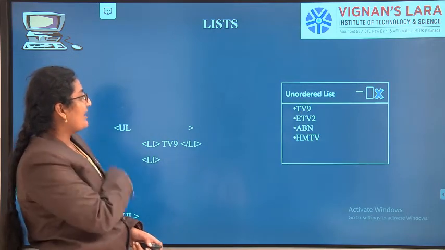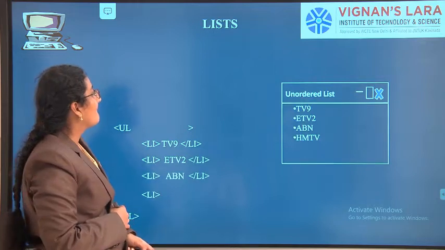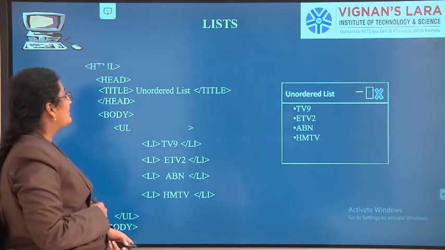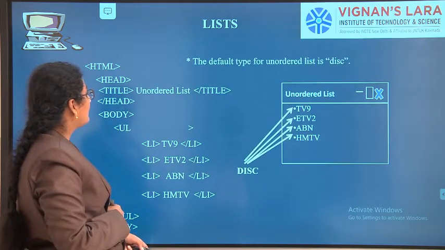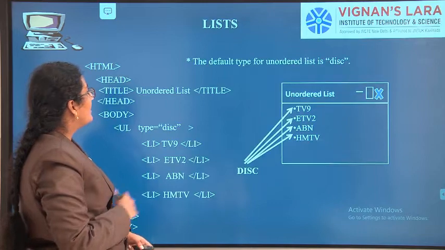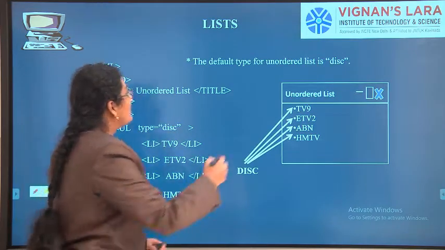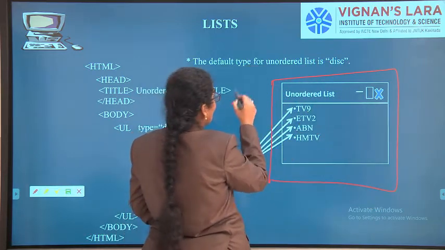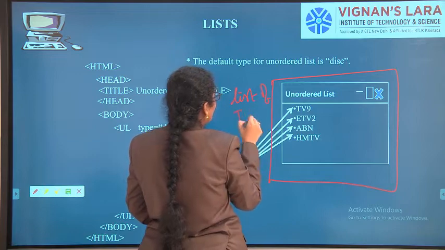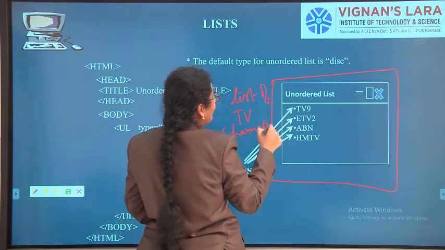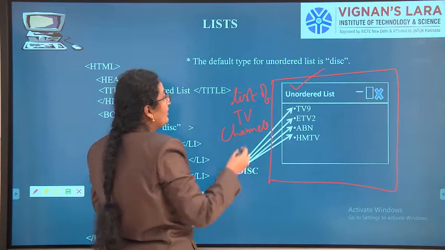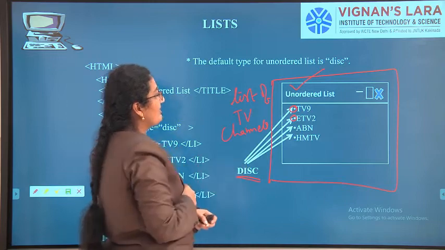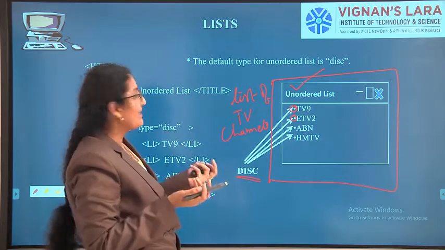So see here, you can see the unordered list example. In that window, on the output screen, you can see the unordered list example. So this is the unordered list. You can see here we have the list of TV channels. This is the output screen or output window. We are using a disk bullet. So I have mentioned it as disk. This is the list of TV channels which is unordered. We are not mentioning any order.